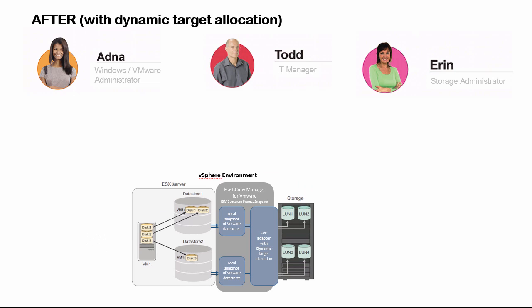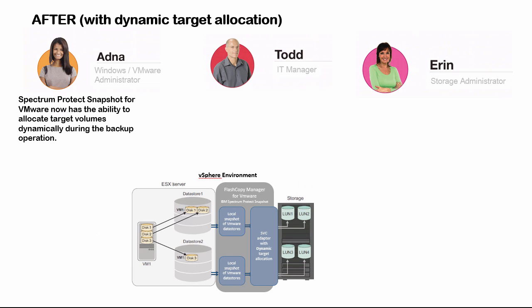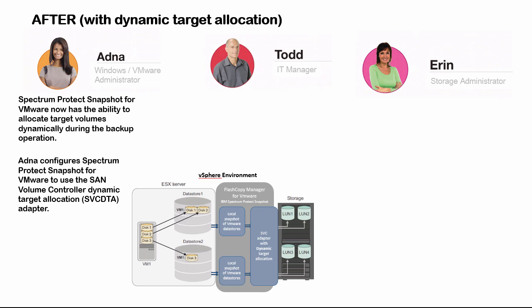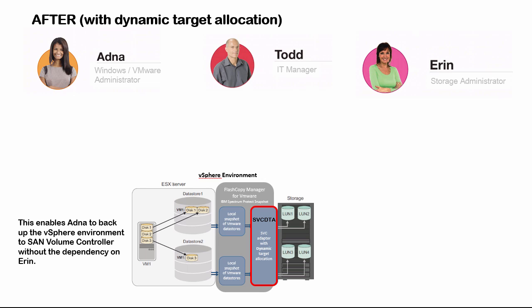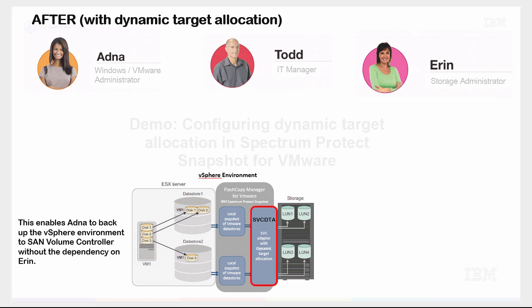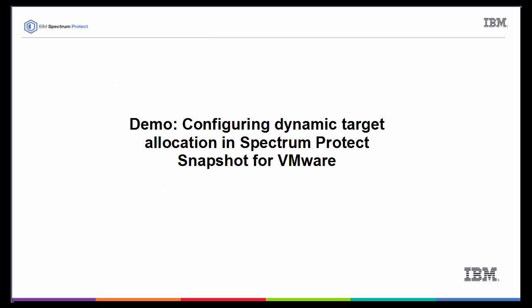The introduction of Dynamic Target Allocation improves Adna's experience and streamlines the whole process. Adna can configure Spectrum Protect Snapshot for VMware to use the SAN Volume Controller Dynamic Target Allocation Adapter. There is no requirement to involve the storage administrator or to manually configure the storage system. The following demonstration describes how to configure Dynamic Target Allocation in Spectrum Protect Snapshot for VMware.